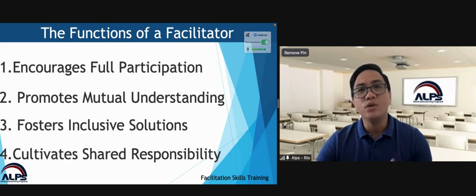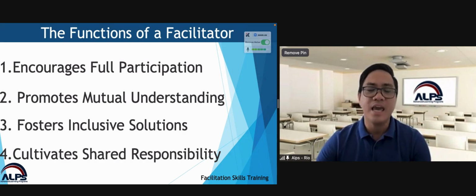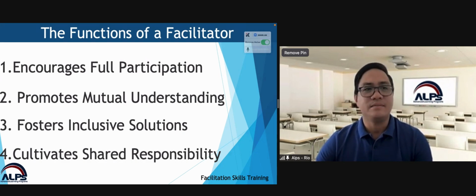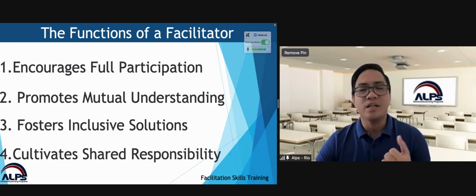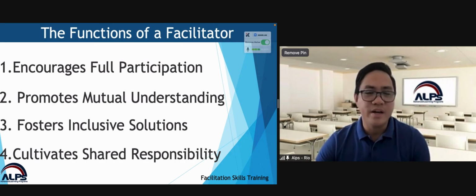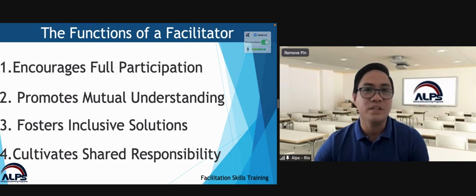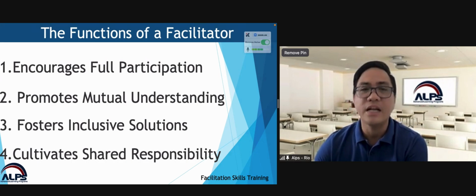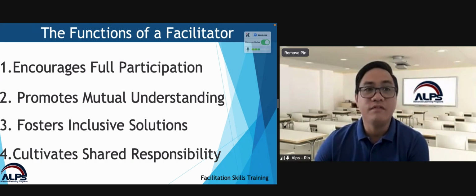Understanding, inclusive solution, making sure that everyone is on board when you are deciding. Shared responsibility, meaning holding everyone accountable and making sure that everyone shares their experiences and they are on board with the decision. All right, now let's go to each of the functions.